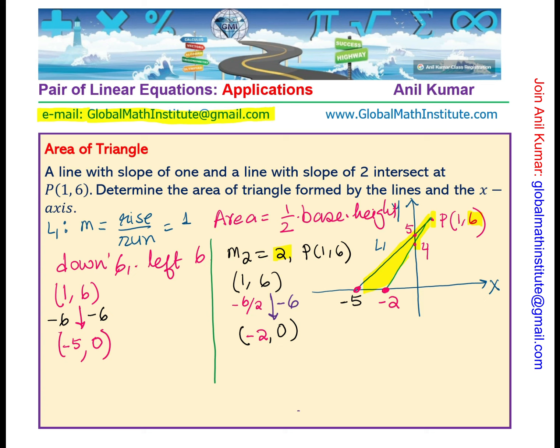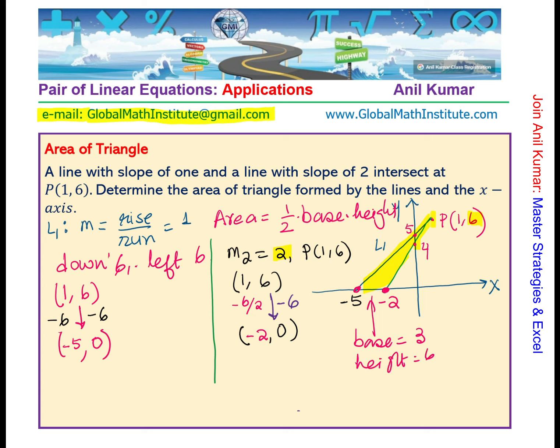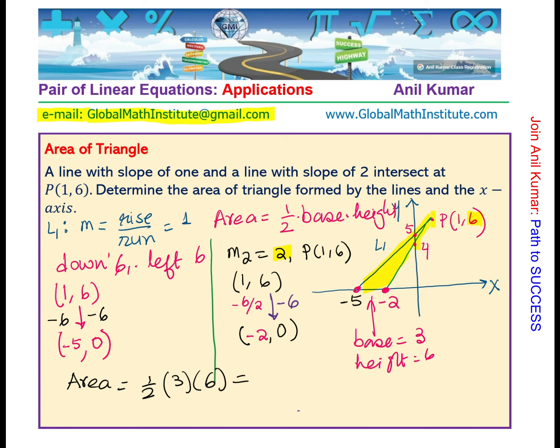So from here, since we got the x-intercepts as minus 5 and minus 2, we know that this base is equal to 3 units, right? And height is 6 units. And therefore, we can write down the area of the triangle as half of base 3 and height 6, which gives us 9 units squared. You get the idea. We need not find the equation of the line. We can straight away get the x-intercepts from the point given to us and the slope.